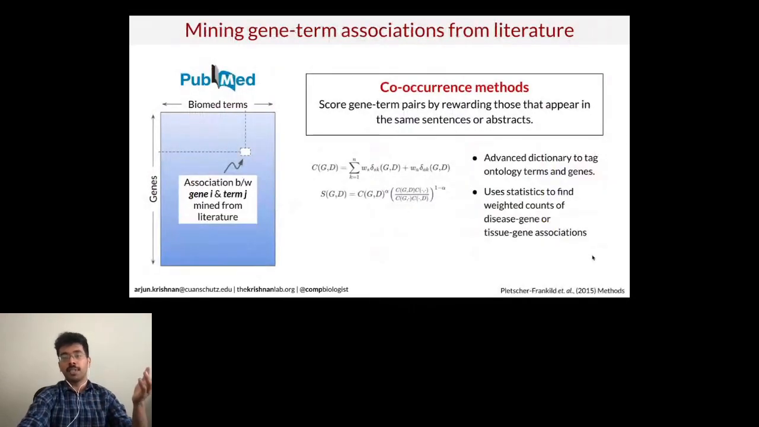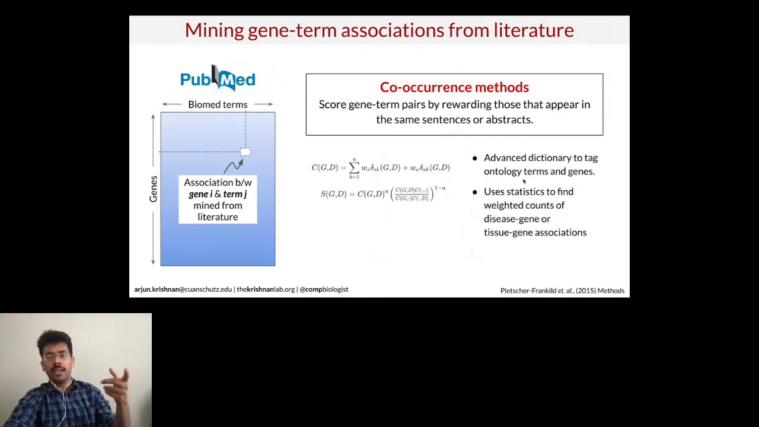Of course, we are not the first people to think about this. For example, Lars's group has been doing terrific work over many years on co-occurrence-based methods, where they find gene-term associations from literature, rewarding terms that occur in the same sentences or abstracts, and then come up with some scoring scheme that ultimately gives you a single score for association between a gene and a disease or a gene and a tissue and so on. I think there was one talk earlier in today's session where a member of Lars's group was talking about this advanced dictionary using Tagger and then using statistics to get these tissue associations.